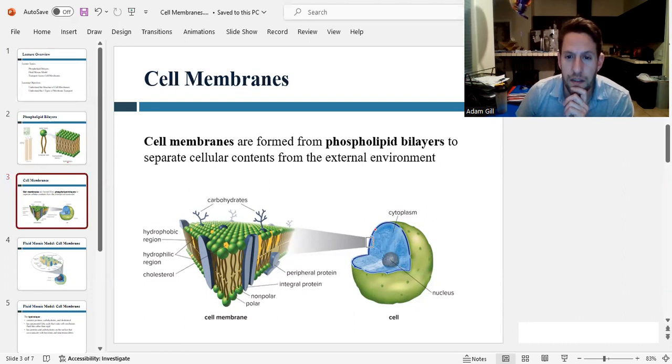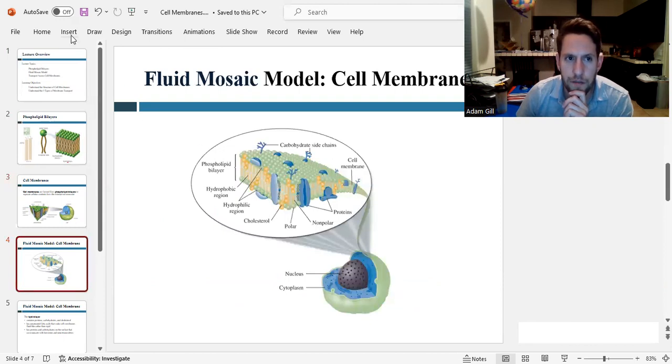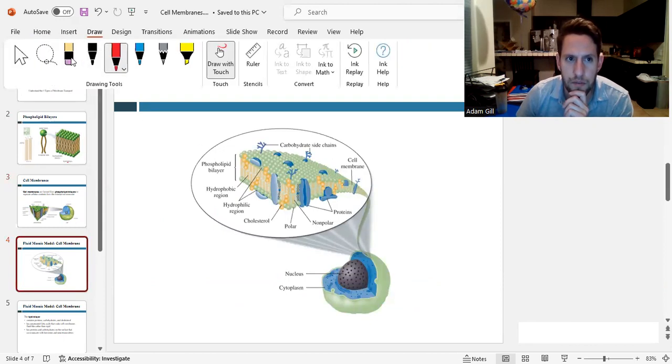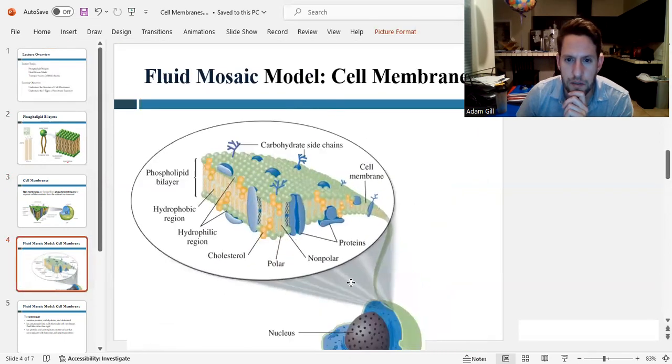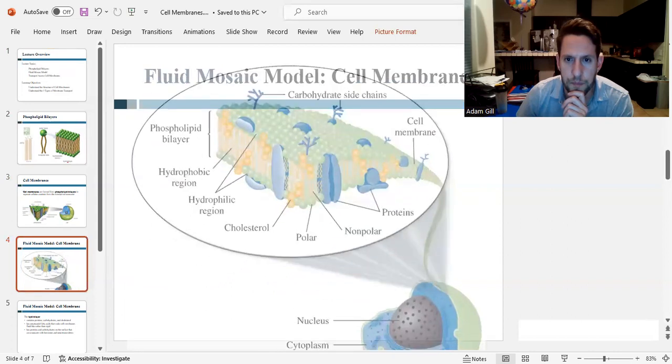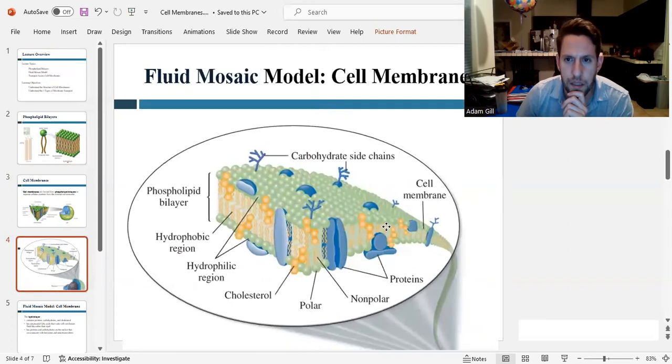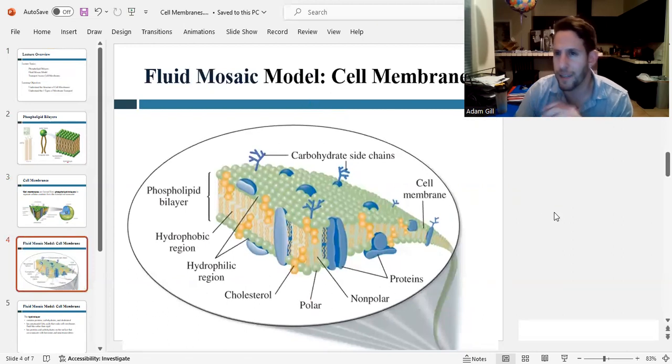But there's a lot more complexity to it than just the phospholipid bilayer. So we're going to take a closer look at the cell membrane, and we'll talk about all of these components. We call it the fluid mosaic model. I want to zoom in here so we can see it a little better. The cell membrane is not rigid. It's not like an eggshell. It's like a waterbed. It's semi-fluid.